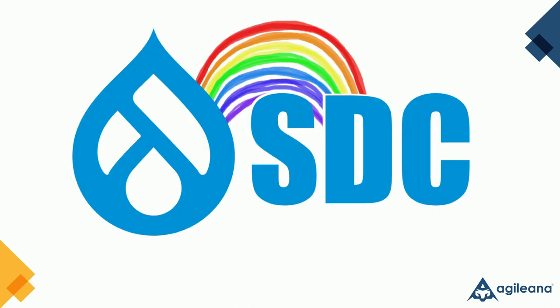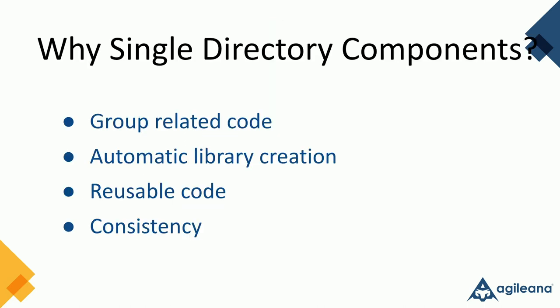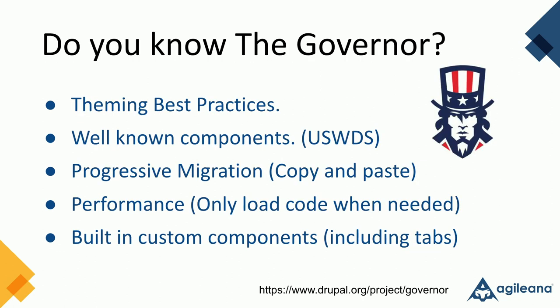I'm a big proponent of single directory components, if y'all have ever heard me speak about that. We're using single directory components because it provides a better developer experience, and it allows us to group related code together. It automatically generates libraries and creates reusable and consistent code. That makes the development process quicker, more consistent, and it just makes everything go a little bit smoother.